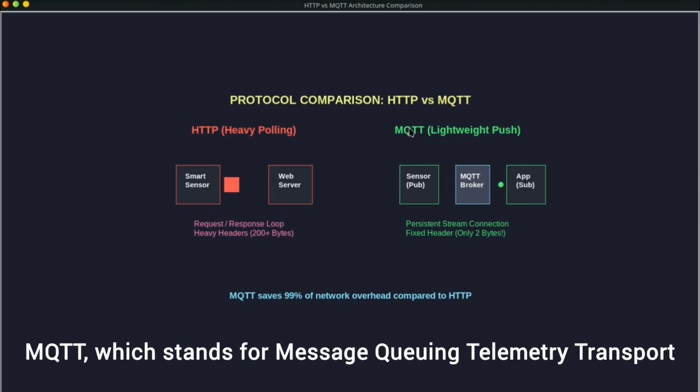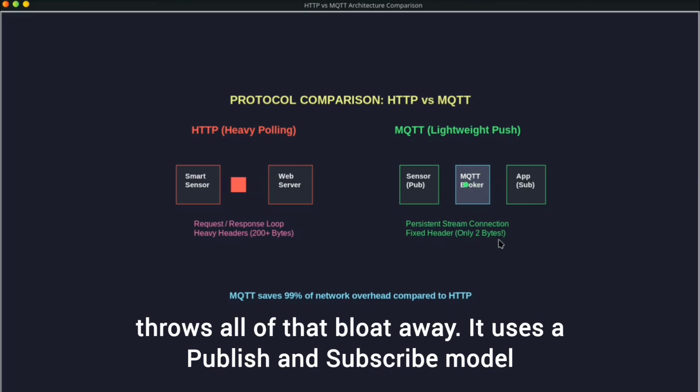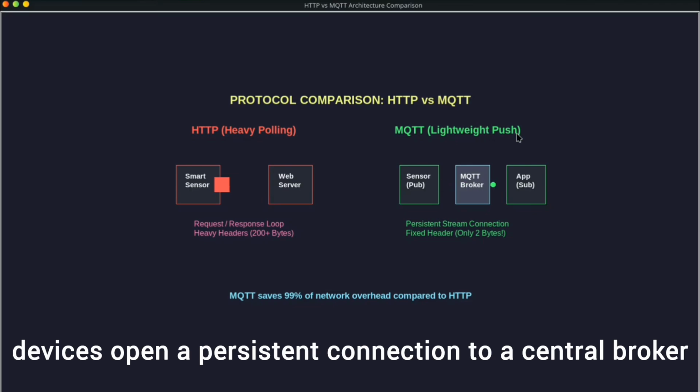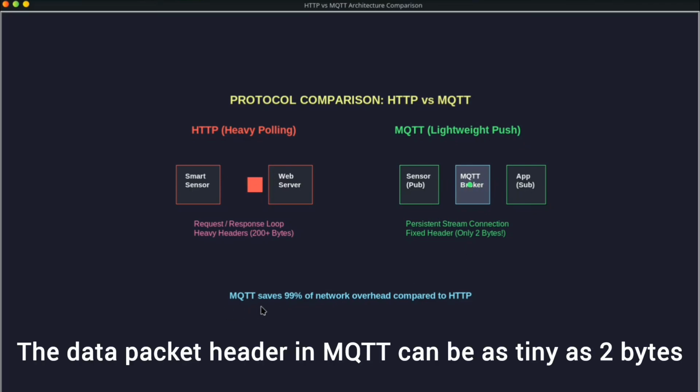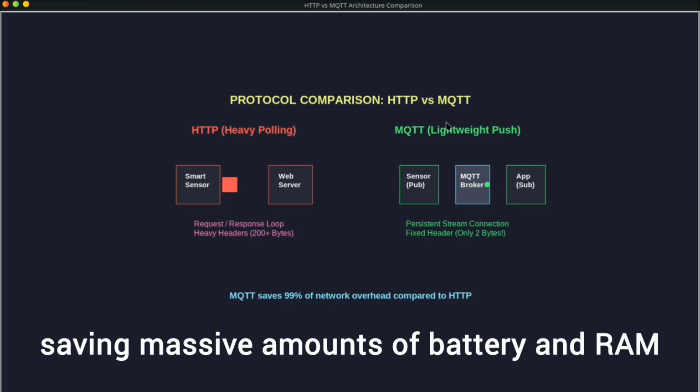MQTT, which stands for Message Queuing Telemetry Transport, throws all of that bloat away. It uses a publish and subscribe model. Instead of constantly asking for updates, devices open a persistent connection to a central broker. The data packet header in MQTT can be as tiny as 2 bytes. That is roughly 100 times smaller than HTTP, saving massive amounts of battery and RAM.